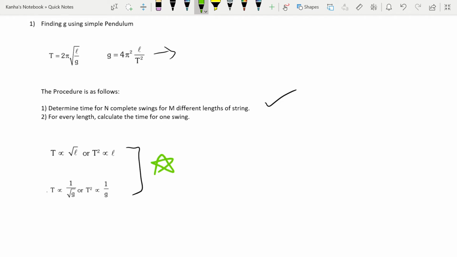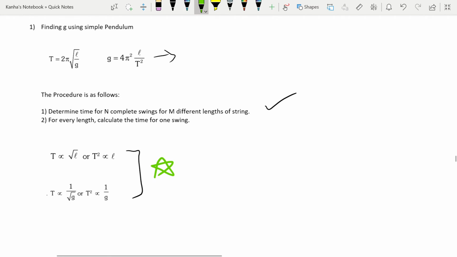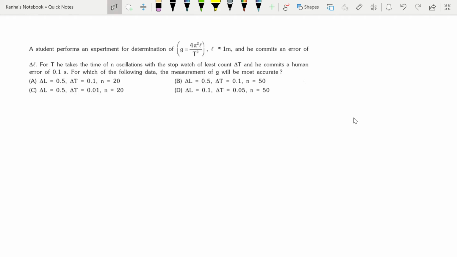Okay, they will never ask you how the experiment was done. They will generally give you the readings of an experiment, and then they will ask you questions that are related to either error or dimensions or something of that sort. So let's look at this question.